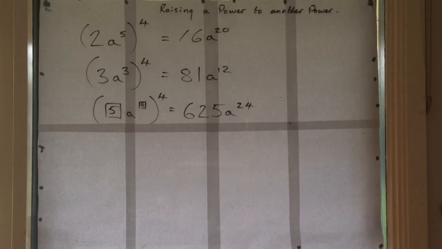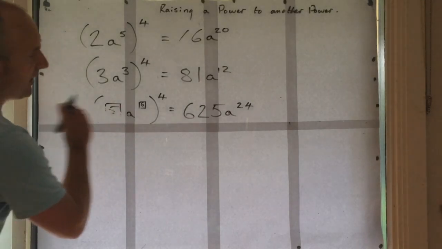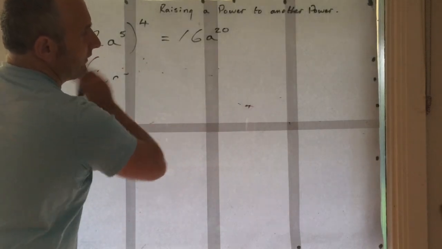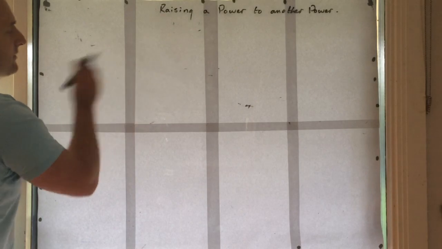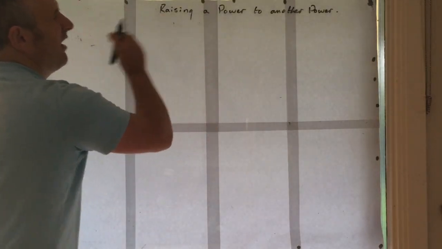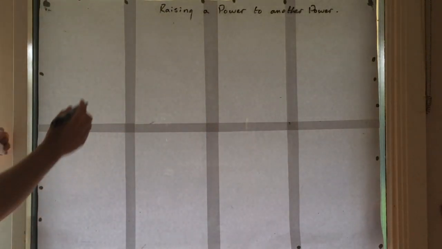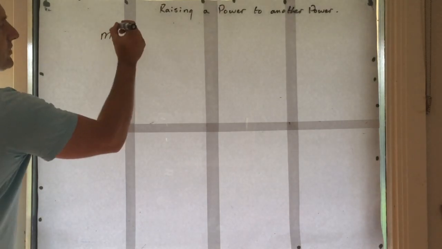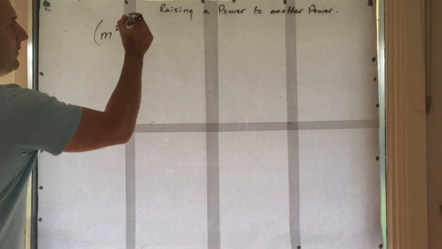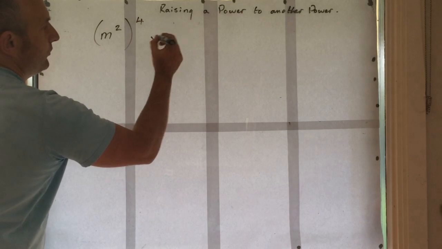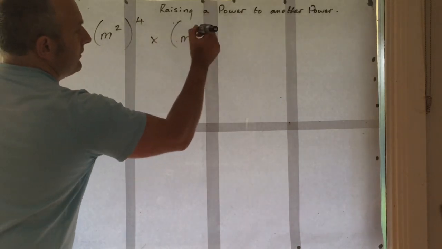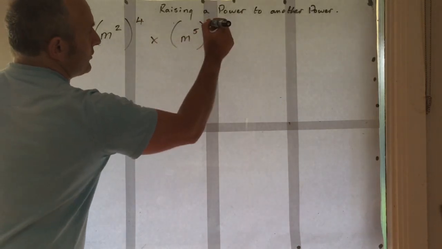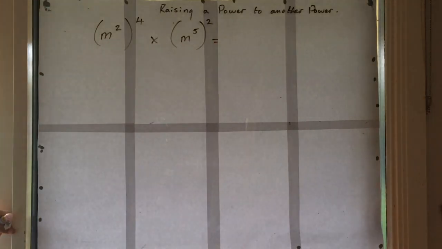So they are some of the questions that we could possibly get. That's a really hard question, but some of the more manageable things that I might ask you to do are something a little bit like this. Don't be scared of that last one. That was pretty hard. Okay, so let's try this one: m squared to the 4 multiplied by m to the 5 to the 2. This is much more manageable. This is a lot more comfortable.